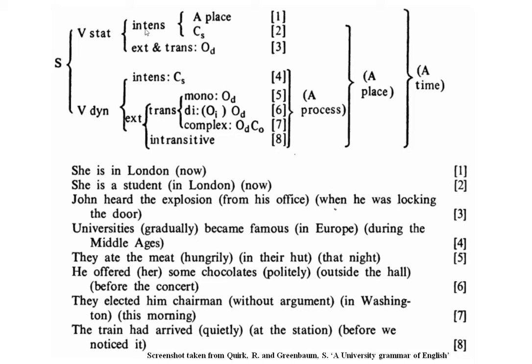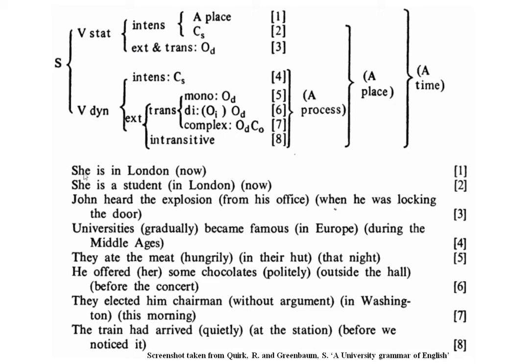So stative verbs could be either intensive or extensive. Intensive verbs are verbs that refer to what the subject is, while extensive verbs refer to what the subject is doing, and you can feel the difference. When we say that intensive verbs refer to what the subject is, they should be followed by an adverbial or subject complements. But when we say that extensive verbs refer to what the subject is doing, so they refer to the doing of the subject, they should be followed by an object.